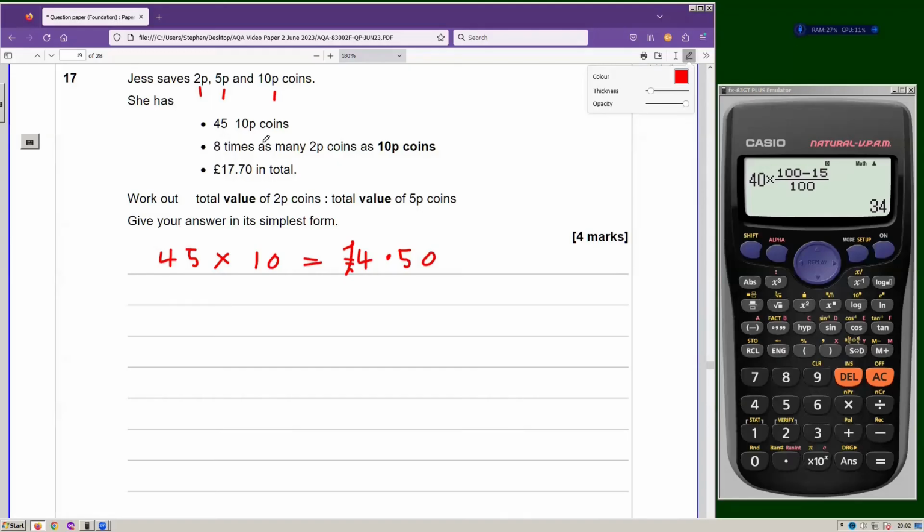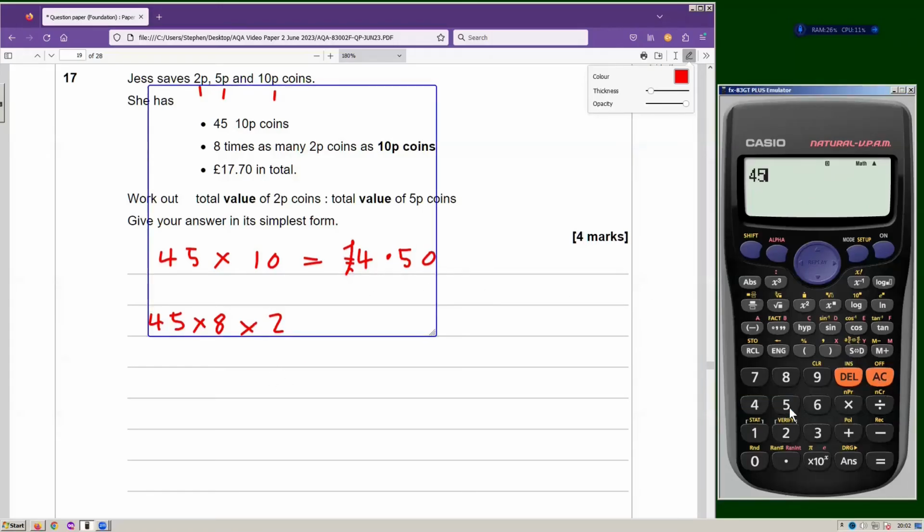She's got 8 times as many 2 pence coins as 10 pence coins. So she's got 45 times 8. Is that right? 8 times as many 2 pence coins as 10 pence coins, and she had 45 of them, so 8 times. And then we have to times that by the 2 pence. And this time I'm going to use the calculator. 45 times 8 times 2 equals £7.20.